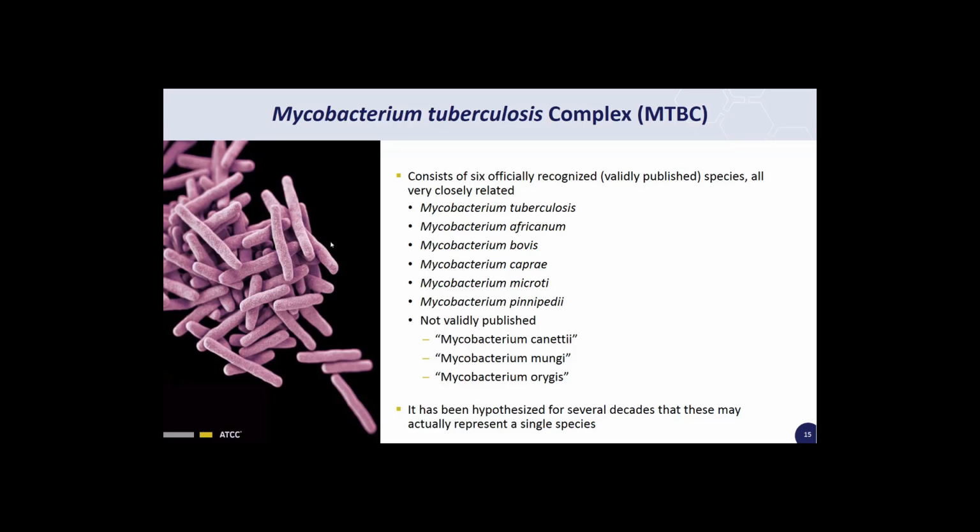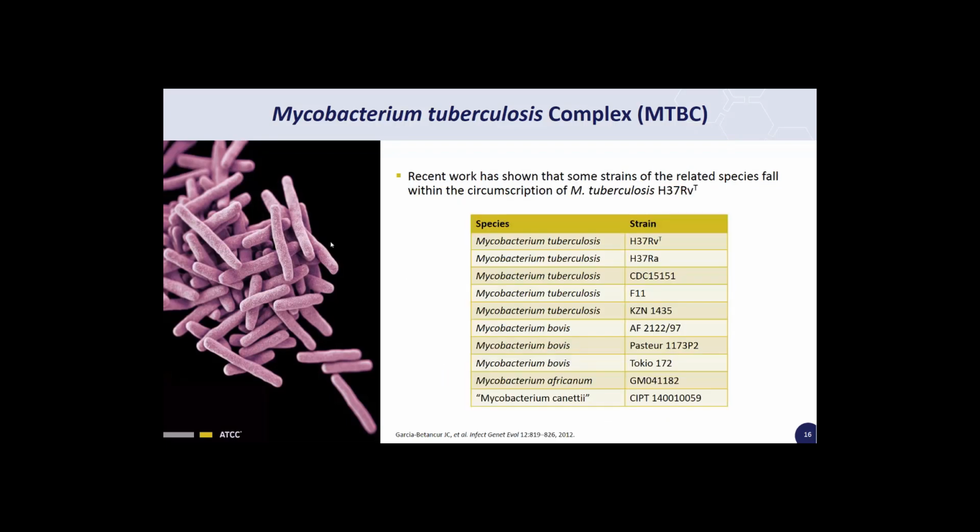However, most, if not all, of the MTBC species are capable of causing some level of human disease, particularly among immunocompromised individuals. It has been known for a long time that the species of the MTBC are very closely related, and it has been hypothesized that they are in fact a single species. Some recent research investigated the relationship between some of the MTBC species. By comparing various strains of Mycobacterium tuberculosis, Mycobacterium africanum, Mycobacterium bovis, and Mycobacterium canettii to the type strain of Mycobacterium tuberculosis, this research found that all of the strains they examined fall within the circumscription of Mycobacterium tuberculosis H37Rv.